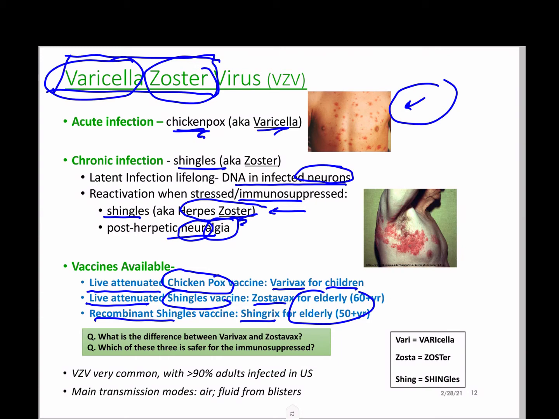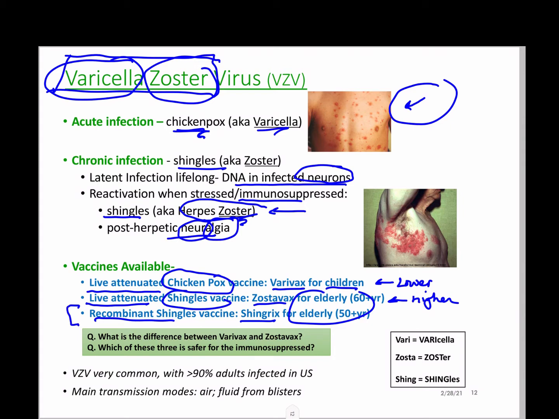So the difference between Varivax and Zostavax is really only based on the dose. They're the exact same live attenuated virus. They're grown in the same vat, but Varivax is going to be at a lower concentration than Zostavax, which is a higher concentration. And if you are worried about someone who's immunosuppressed and you don't want to give them a live attenuated vaccine, then the Shingrix vaccine, which is recombinant, has the benefit that it cannot infect a patient.